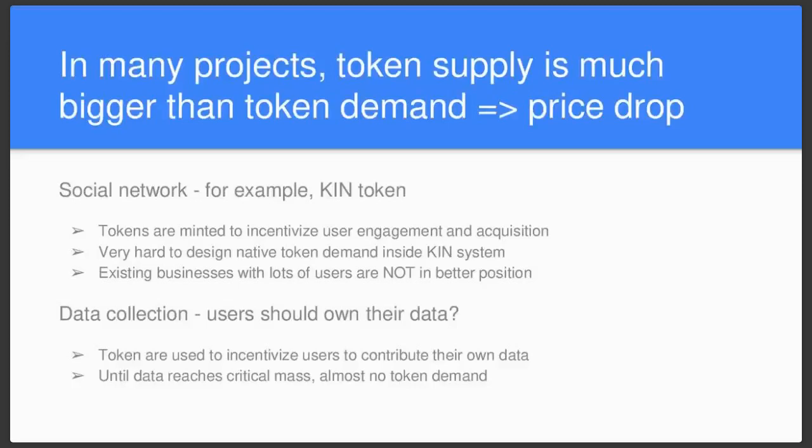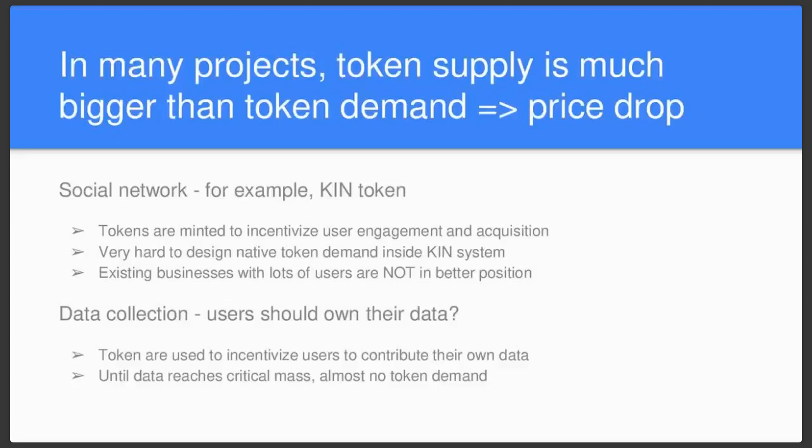So one type of project is basically the social network. I know people have probably heard about the Kin token, which was started by Kik, which is a kind of similar social messaging platform to Telegram. It's very natural, because they want to incentivize user engagement as well as user acquisition. So they said, okay, every time you do something, we're going to pay you some tokens.